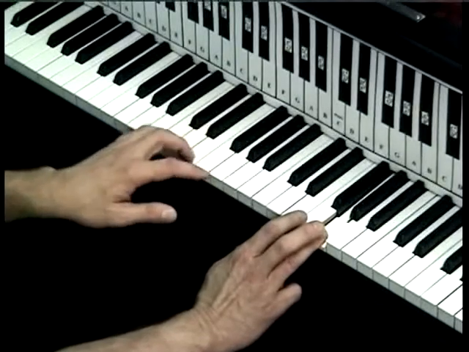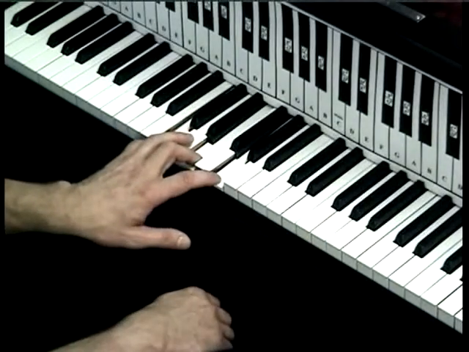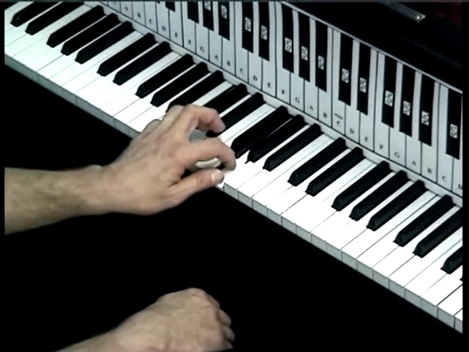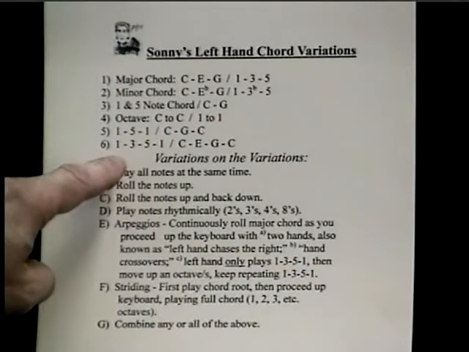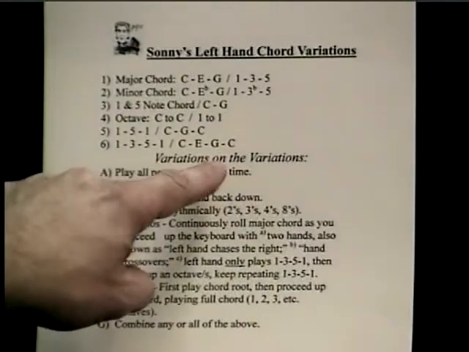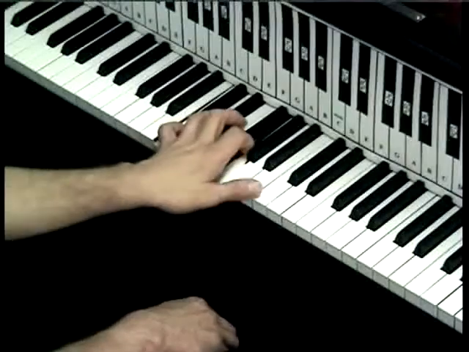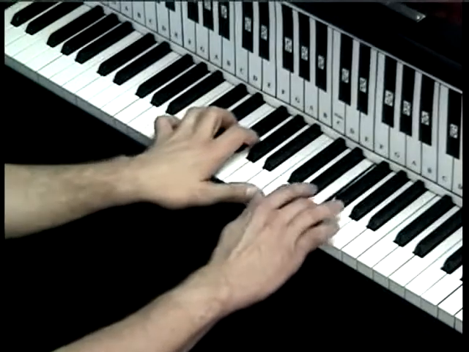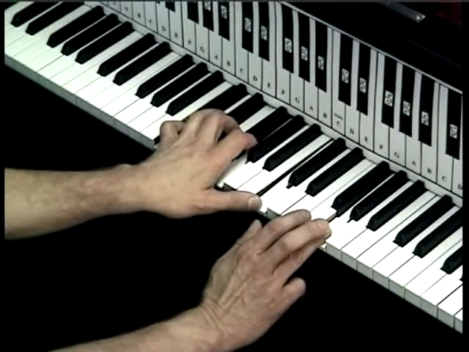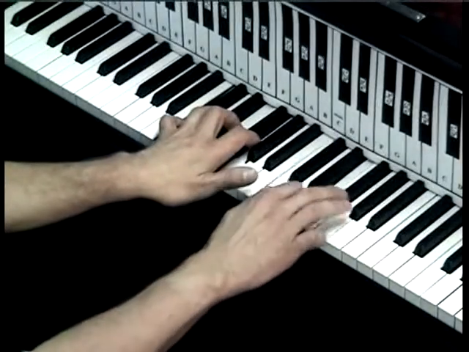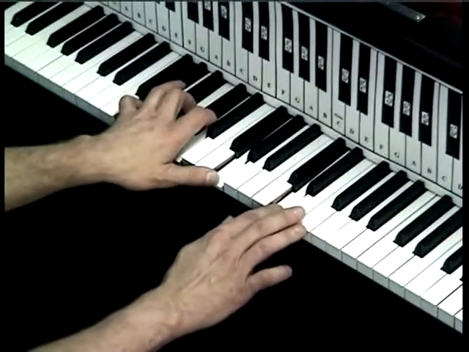All right, so far we have playing it 1, 3, 5. We have it 1, 5. We have it 1 to 8 or 1 to 1, and we have 1, 5, 1. So these are all the ways you could play a C major chord. All right, and then we have one more. We have the 1, 3, 5, 1. C, E, G, C. So we would play it C, E, G, C. So we could go, see, 1, 3, 5, 1. Got that? 1, 3, 5, 1.